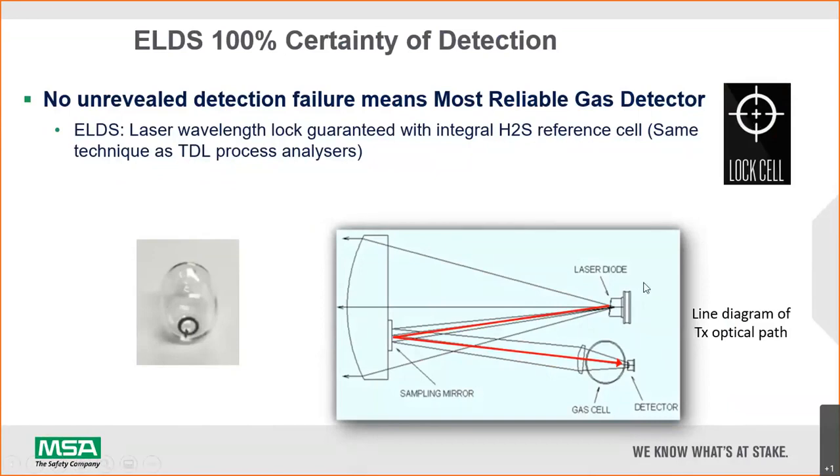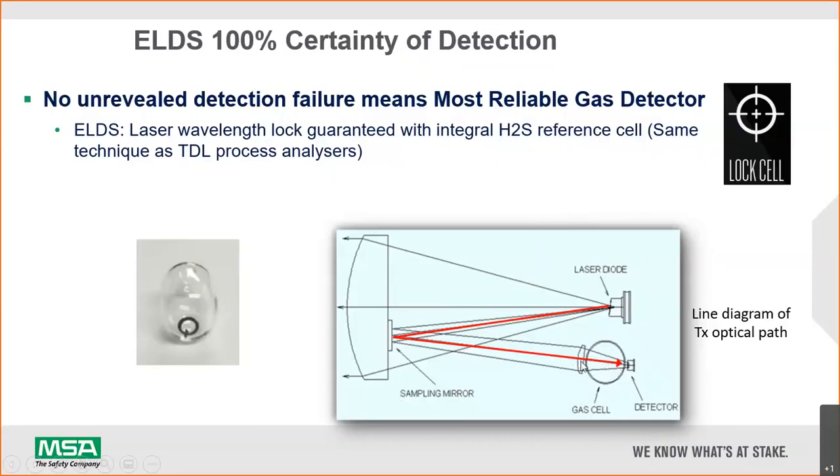Okay, through the laser lock, what we do, you can see this is a line diagram of the transmitter side, and on the other side there will be a receiver side. On the transmitter side, we have a laser inside. When the laser emits the light, 99.9% of the light goes to the receiver side, and 0.1%, which is shown in red, goes to the gassing cell.